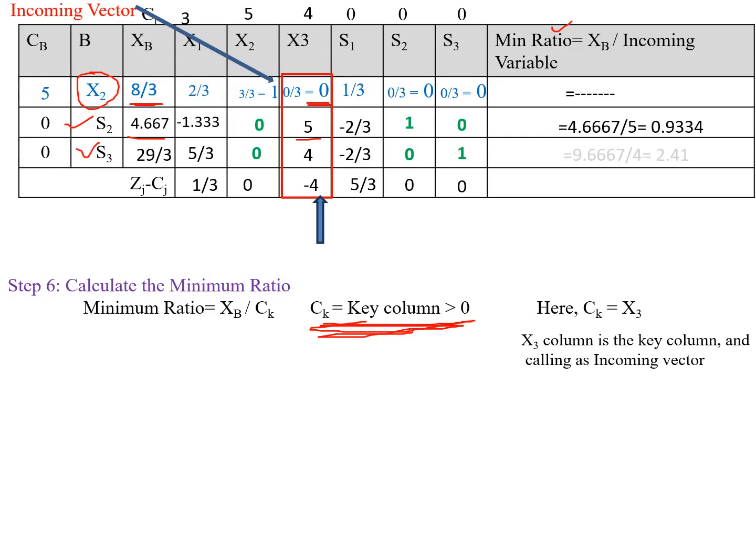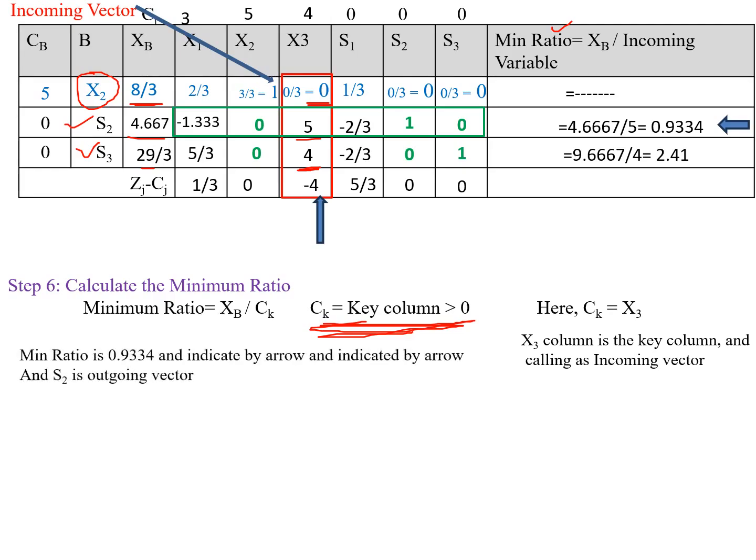Next for the s3, that is the xb value is 29 by 3, that is 9.667 and the key column variable is 4. So 9.667 divided by 4, which is equal to 2.41. So here observe the minimum ratio is 0.9334 for the S2 row. So here minimum ratio is 0.9334 and indicate by arrow, and S2 is the outgoing vector.